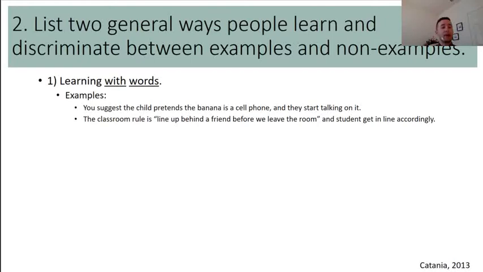Or there's a classroom rule stated: line up behind a friend before we leave the room, and the student gets in line accordingly. Or you tell the student when to use periods and commas in sentences, and then they begin to do so.